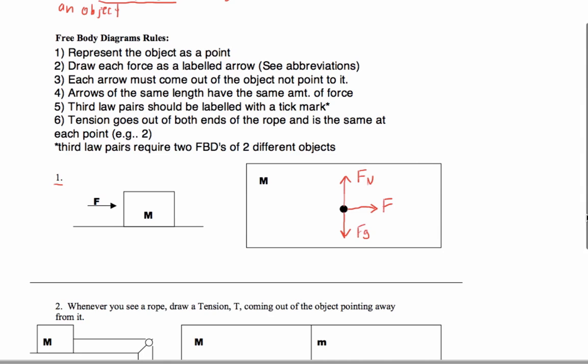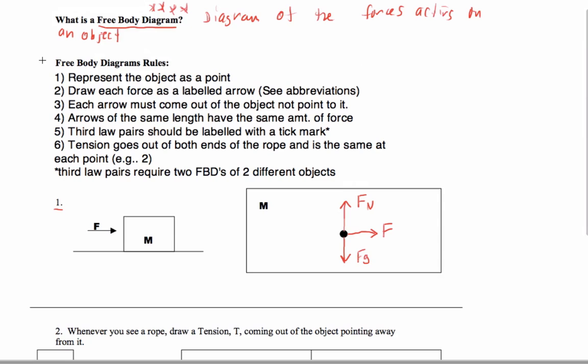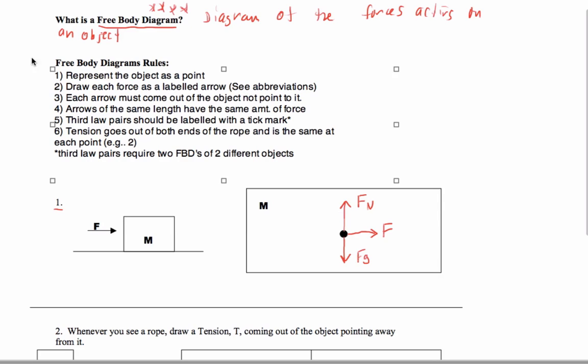Now, what I want to do is show you this second example. So we have 2 free body diagrams to draw. So each object in a system gets its own free body diagram. In fact, I'm going to actually add that. I'm going to shrink this down a little bit, and I'm going to make this rule 0. Okay? Rule 0.